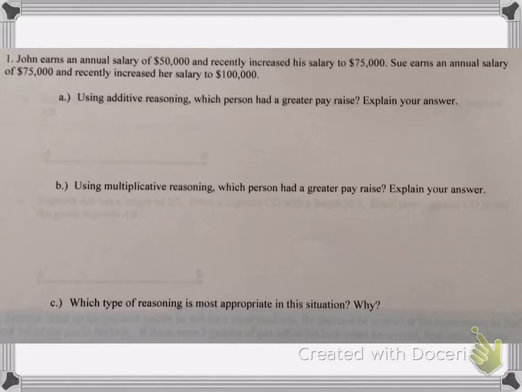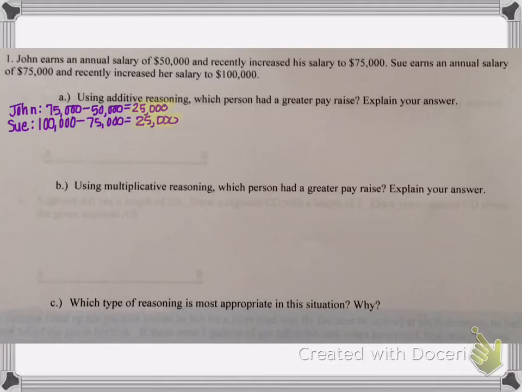When we use additive reasoning, we are comparing two quantities using addition or subtraction. John now earns $75,000. If you subtract his original $50,000, he has a raise of $25,000. Sue now earns $100,000. If you subtract her old salary of $75,000, you see that she also has a raise of $25,000.